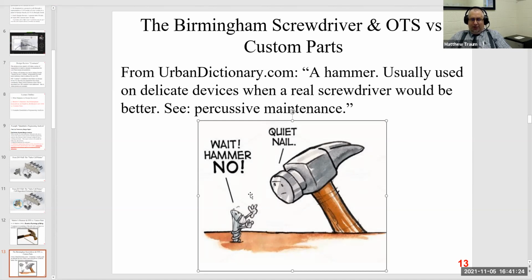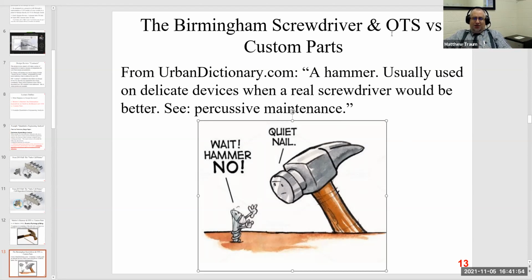Hence the Birmingham screwdriver, right? This hammer is a Birmingham screwdriver. The thing that I like so much about this cartoon is that the hammer has consciousness and has lost perspective and fails to recognize that this little thing is actually a screw and not a nail, right? He's actually calling it out, "Quiet, nail," and he's about to pound him in. So it's that sort of loss of perspective that I think really embodies Maslow's hammer and the Birmingham screwdriver.